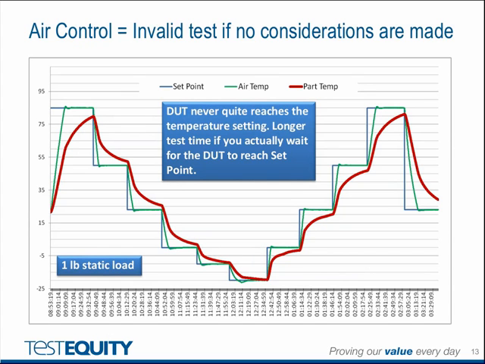This graph shows a temperature profile with steps from 85, 50, 23, 0, minus 10, minus 20 degrees C, and then back up in the same increments in our Model 155 temperature chamber. The profile soaks at each temperature for 30 minutes before advancing to the next temperature. As you can see, the DUT never quite reaches each temperature step, even after the air temperature has been stable for 30 minutes. With air control only, you would need to add additional soak time at each temperature to ensure that your DUT reaches that temperature.